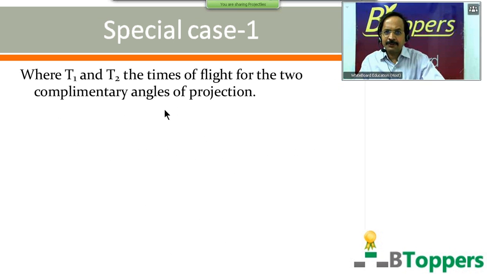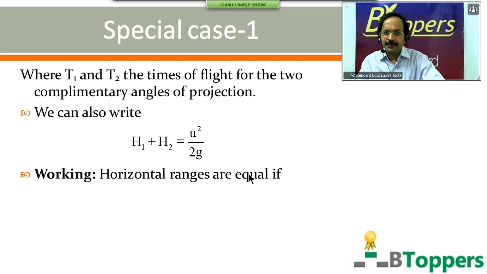Where T1 and T2 are the times of flight for the two complementary angles of projection. You can also write the sum of the maximum heights reached in the two cases as u square by 2g. So I have shown you the conclusions of case 1, where two bodies are projected with the same initial speed u at complementary angles of projection.